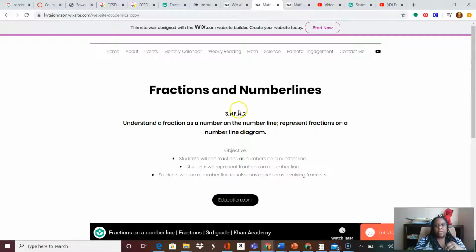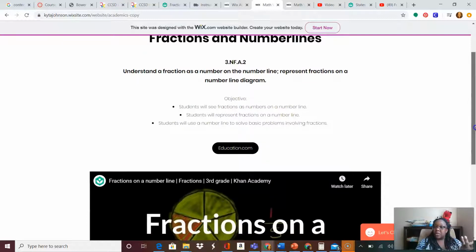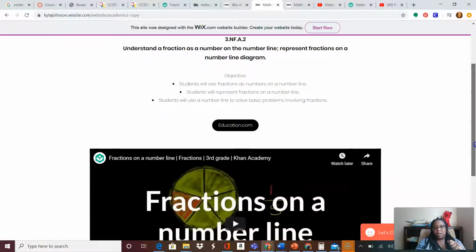So this is the actual standard here, but by the end of this lesson, you should be able to see fractions as numbers on a number line. Students will represent fractions on a number line, and students will use a number line to solve basic math problems involving fractions. As you all know, I like to use education.com, and I think pretty soon I'm also going to be using Splash Math, which I'll send you the codes to as well. But as of today, we're going to be doing education.com.